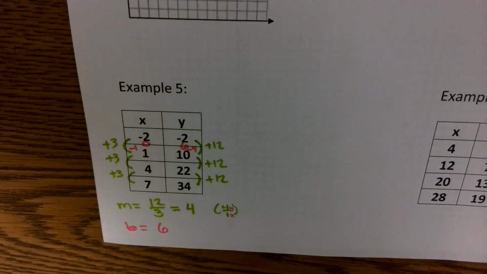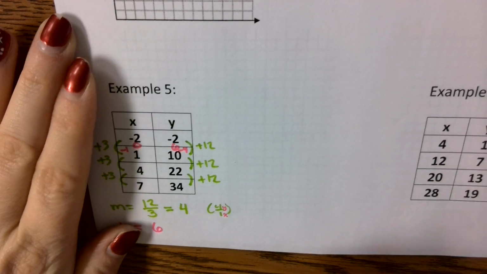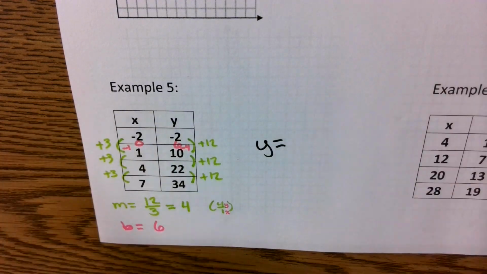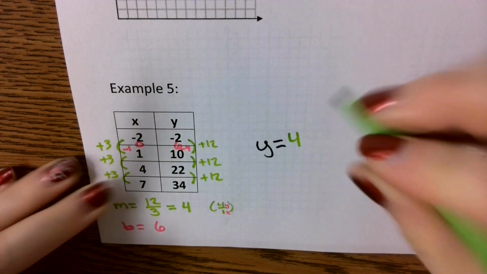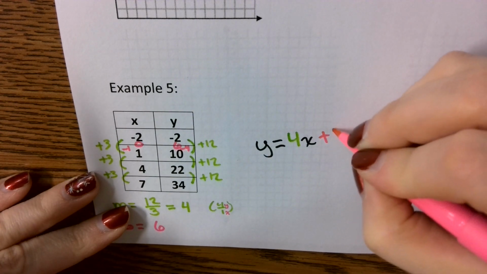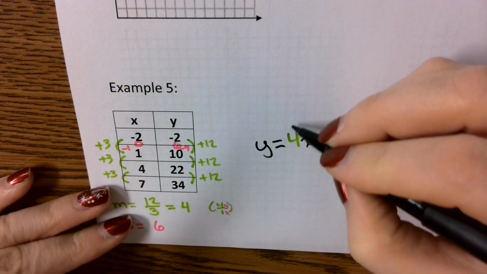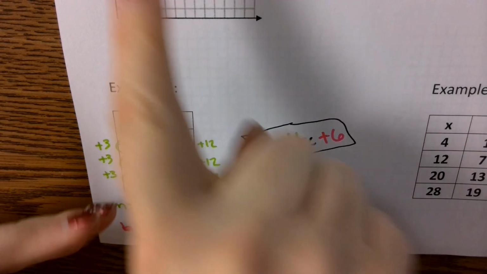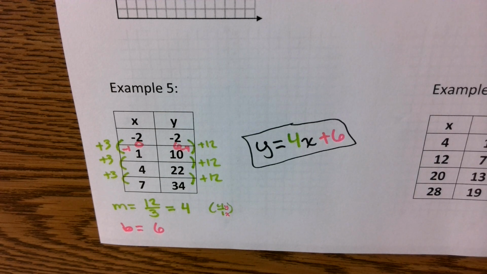Let's take a look. We're going to write in our equation. y is equal to m times x and then plus 6. All right, I want you guys to do number 4 and number 6 on your own, please. Problems 4 and 6 on your own.